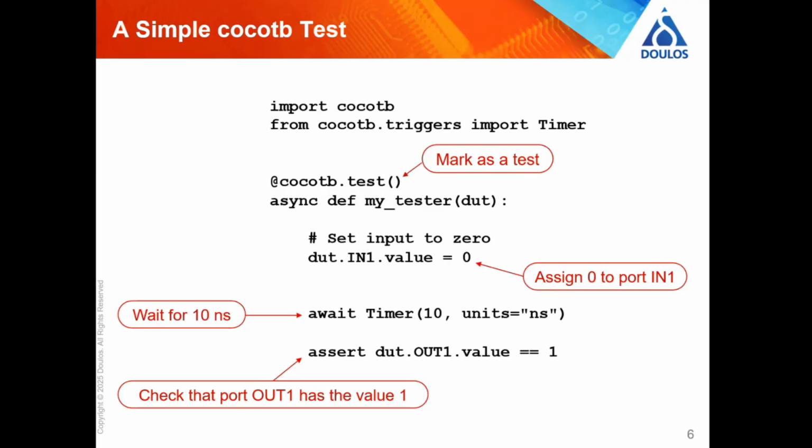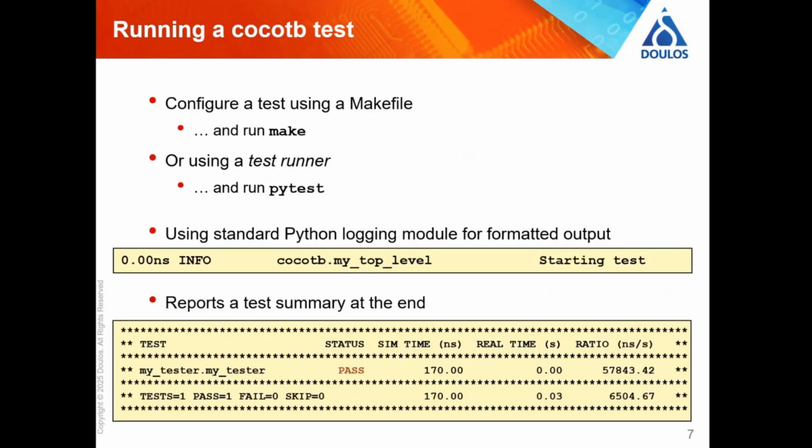We also have the ability to write values into the inputs of our design, very straightforward. Wait for a certain amount: you have this concept of triggers in Cocotb, and the timer is one of those, which allows you to wait for a certain amount of time in your simulator. Then we can use standard Python assertions to check that the outputs are what we're looking for. If we fail that assertion, the Cocotb test will fail and report a failure. So it's nicely integrated into the Python assertion mechanism.